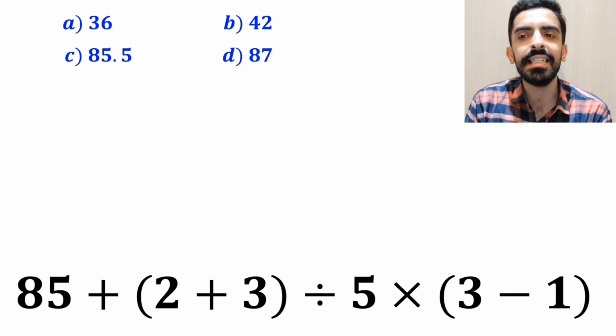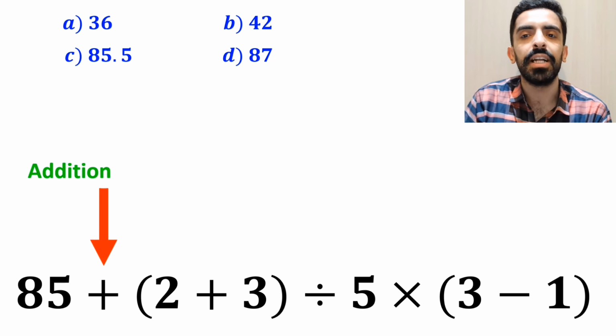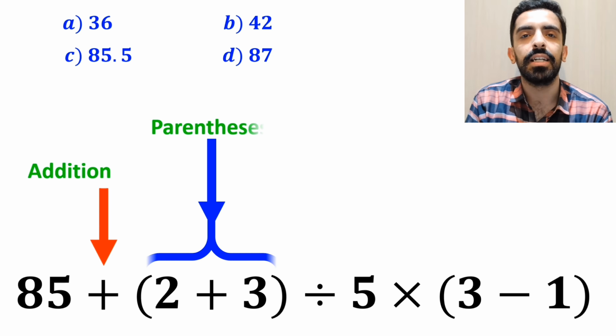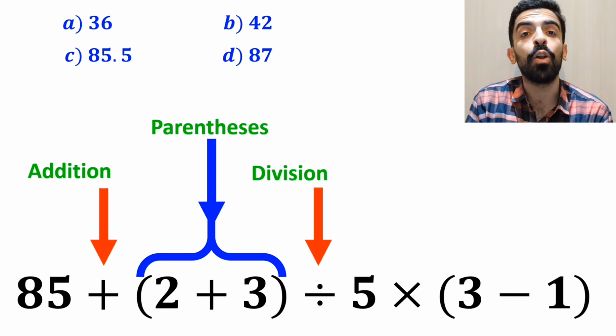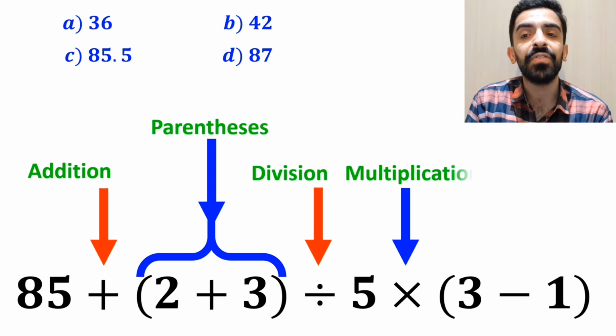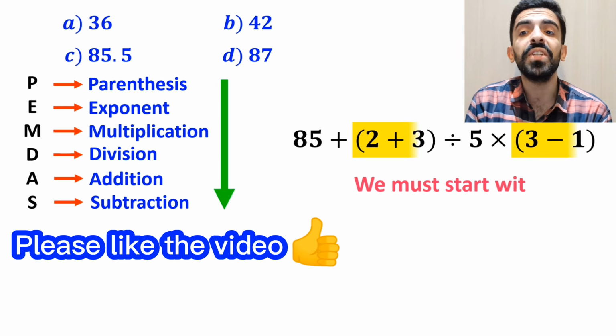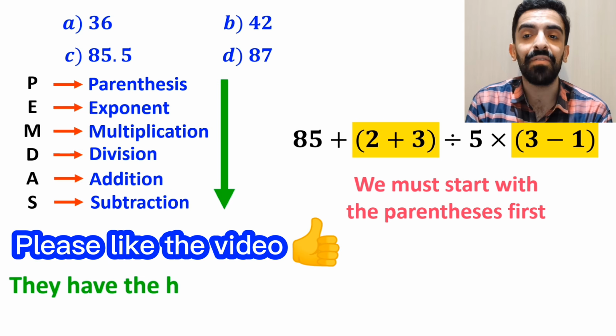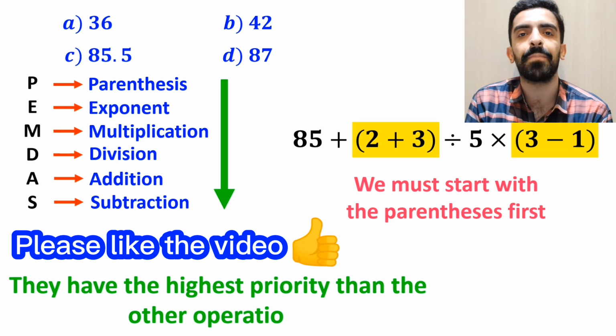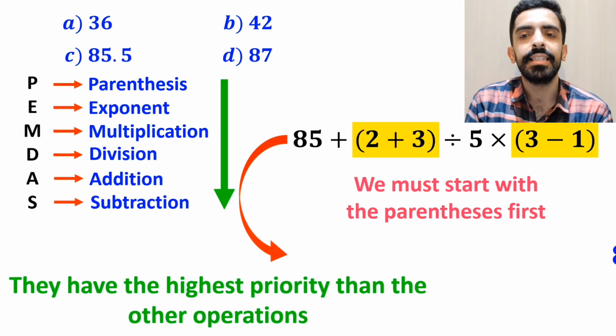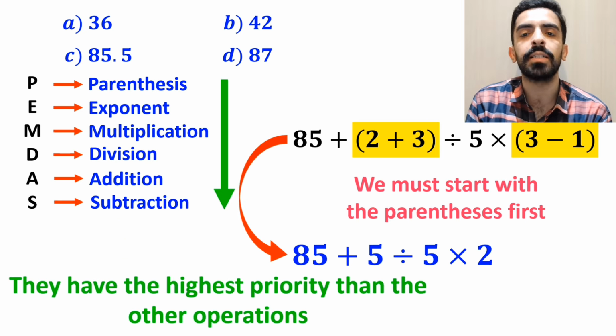Alright, as you can see in the image, in this expression, first we have an addition sign, then parentheses, followed by a division sign, after that we have a multiplication sign, and finally another parenthesis. We must start with the parentheses first, because they have the highest priority among the other operations. So, this expression simplifies to 85 + 5 ÷ 5 × 2.